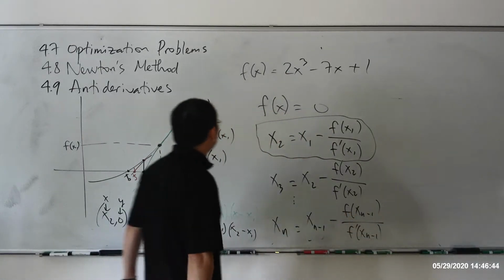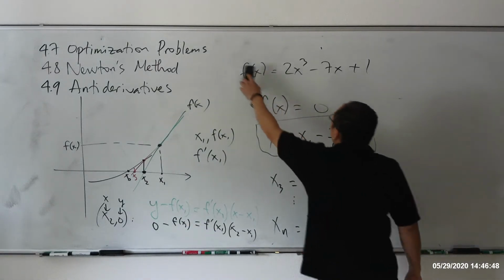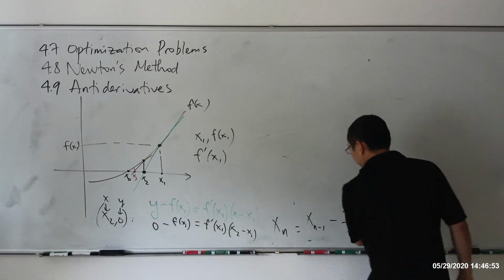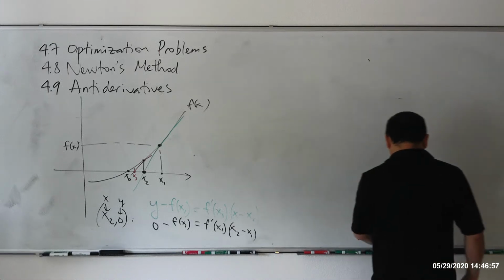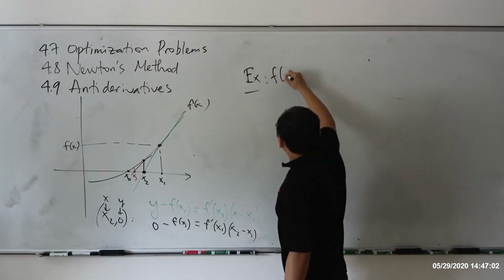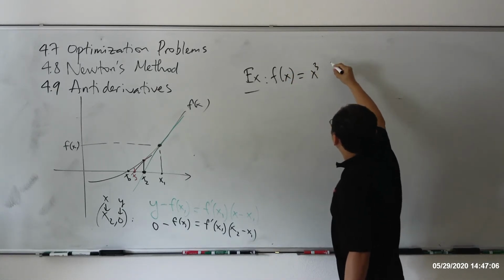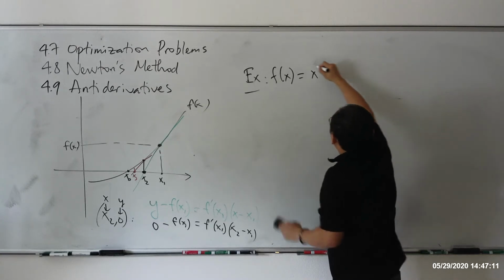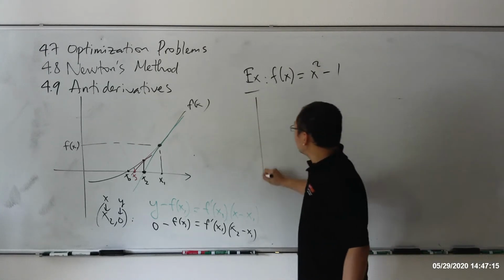And let me give you an example. And choose an easy one. Example. f of x is something that you guys all know, equal to x squared minus 1. Make it easy. And the graph is this.